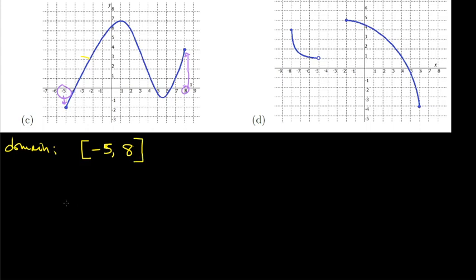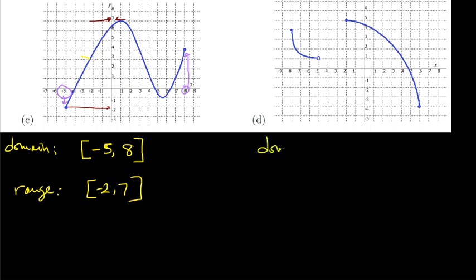But because it's an actual point, we're using the brackets. All right, what about the range? For that, we're looking at the y values. What's the smallest y value here? Looks like negative 2. And the biggest y value looks like 7 to me, right? So negative 2 to 7. And we do include both the negative 2 and the 7. Okay, so that's part C.